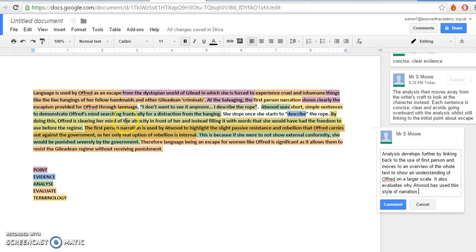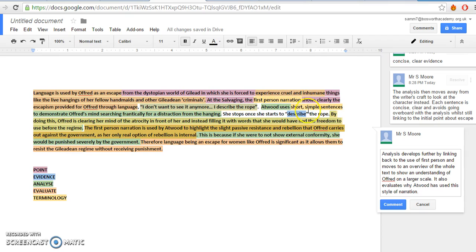And there it begins to get a bit more sophisticated. So the first person narration is used by Atwood to highlight the slight passive resistance to rebellion that Offred carries out against the government, as her only real option of rebellion is internal. So what she does is link back to this idea about first person narration.